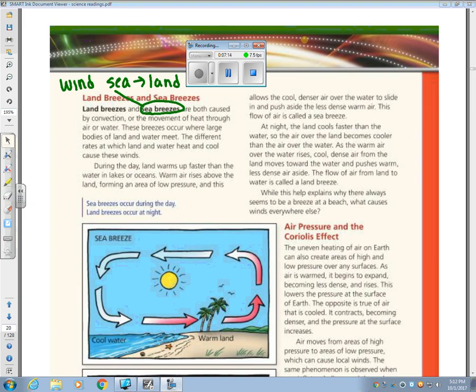During the day, land warms up faster than the water in lakes or oceans. Warm air rises above the land, forming an area of low pressure, and this allows the cool, dense air over the water to slide in and push aside the less dense warm air. This flow of air is called a sea breeze. So this section is basically telling you how a sea breeze is made.